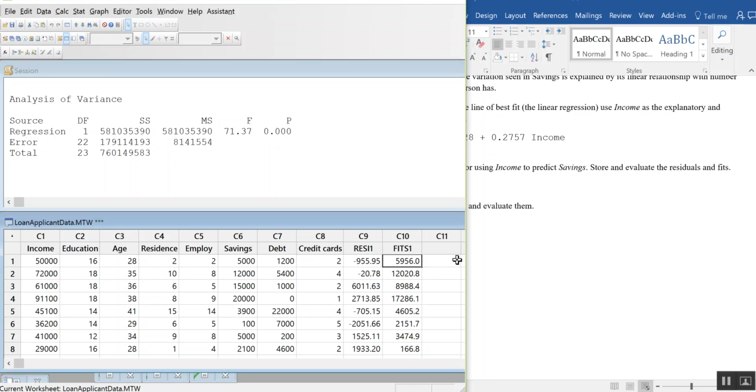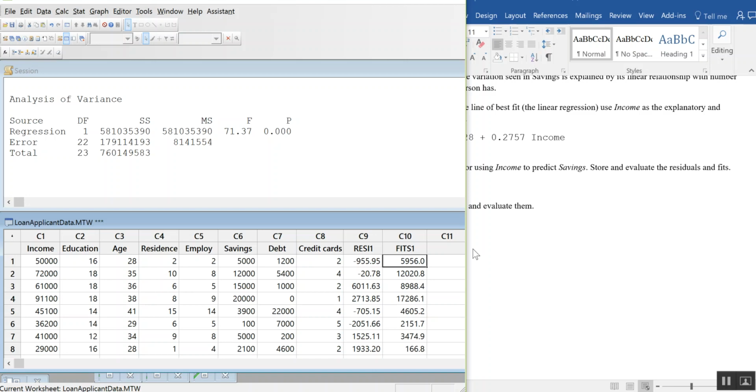So if I plugged into this equation an income of $50,000, I would get this value out of my line. That's saying that I predict the savings for somebody who makes $50,000 should be $5,956. Cool. And if I take that one step further, I can say, what's the difference between what I predicted and what reality is? What's the actual value? So the actual value is over here in the savings column. The person who had $50,000 saved $5,000 a year.